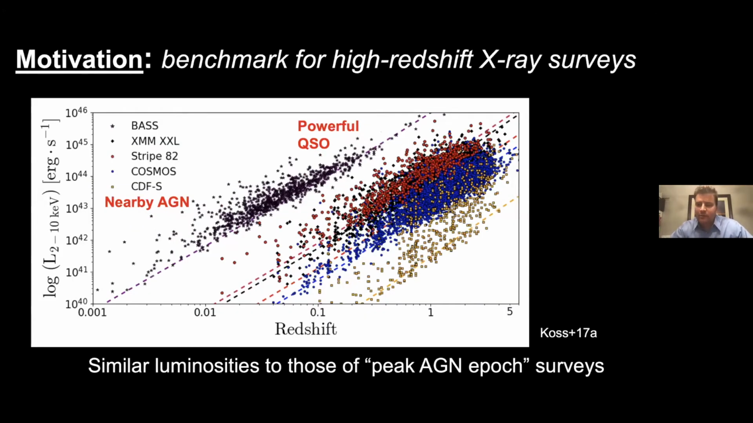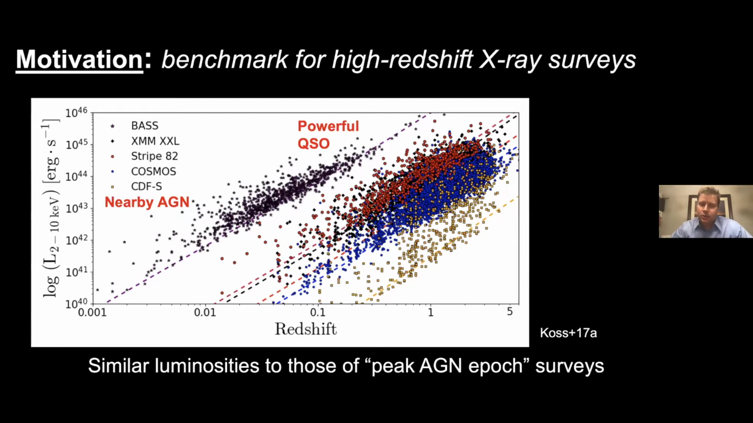One of the big motivations for the BAS survey is that this sample is really a benchmark for high redshift X-ray selected AGN at the peak of black hole growth at redshift 1 to 2. We're looking at the whole sky, so we get the most luminous sources. This is a plot of the X-ray luminosity in 2 to 10 keV versus the redshift. The purple stars are the BAS survey sources. And you can see going out to about redshift 0.3, we're finding all of the most luminous AGN.